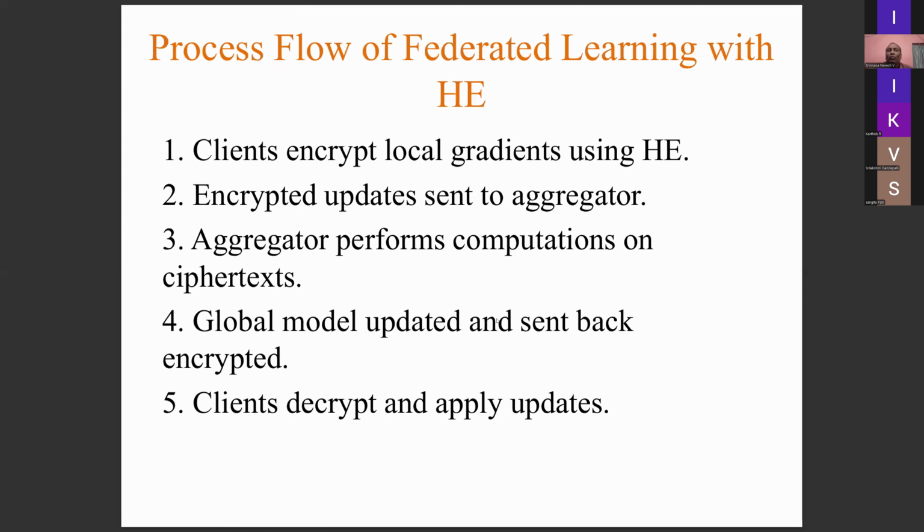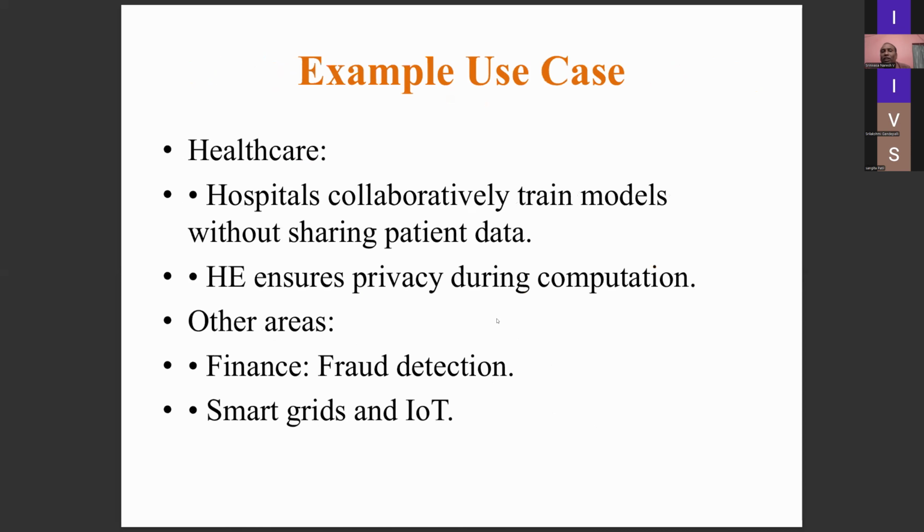Already you know, the client first encrypts local gradients. Gradients are nothing but parameters. The encrypted update is sent to the aggregator, that is the cloud. The aggregator performs computation on ciphertext instead of plain text. So the global model will be built, updated, and sent back encrypted. The client decrypts and applies updates. This will be done until convergence.